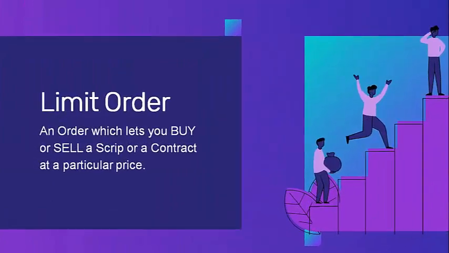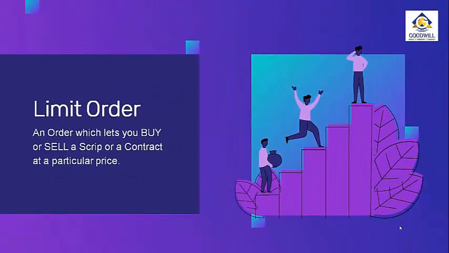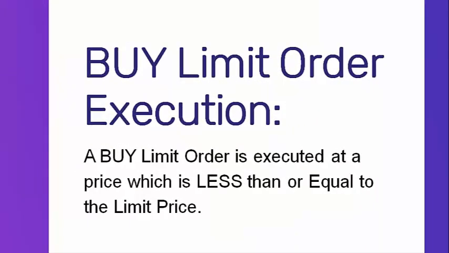A limit order allows you to buy or sell a particular script or a contract at a specified or particular price, provided the conditions are right for placing that order. Let us now see how a buy limit order is executed. A buy limit order is executed at a price which is less than or equal to the limit price that you have set. Basically, you set an upper limit or the maximum price which you are willing to pay for a particular product, and if that condition is satisfied, the order will get executed.